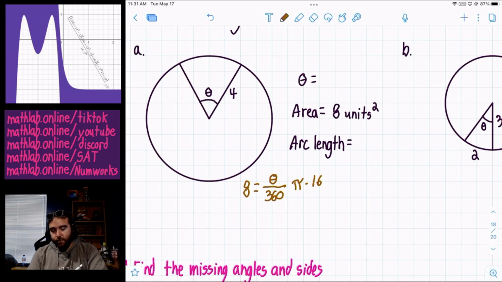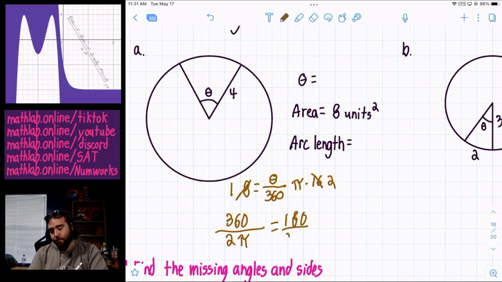So we'll divide both sides by 8, cancel that out, and leave a 2. And then we're going to multiply by 360, and then we're going to divide by 2 pi. And that's the answer. It's 180 over 2 pi.